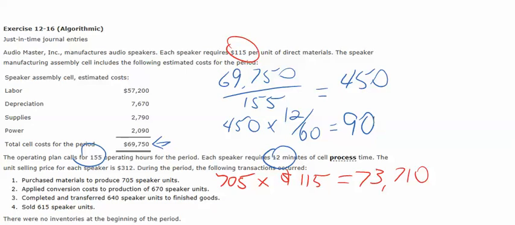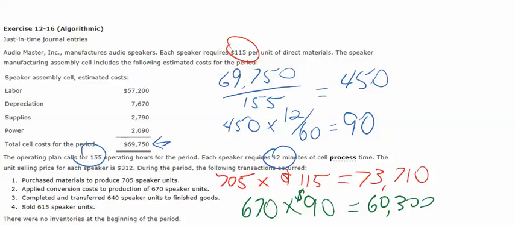We're going to apply the conversion cost for 670. So my calculation will be 670 times $90. That's 60,300. Finally, of course the journal entry for that, again, you can refer to the previous problem, is going to be a debit to my raw and in process and a credit to conversion cost for $60,300.